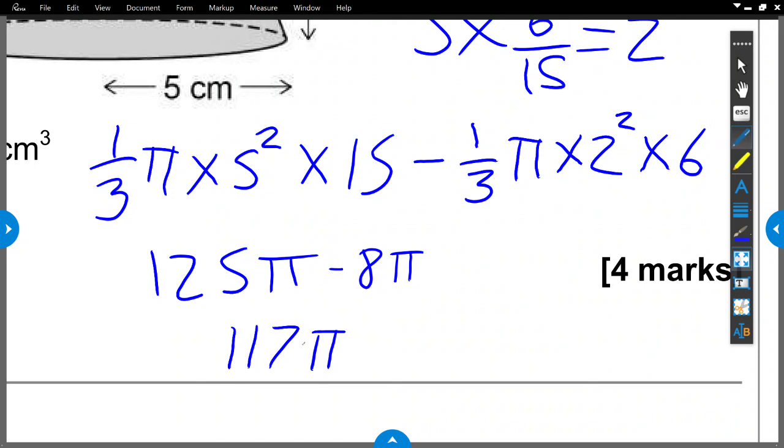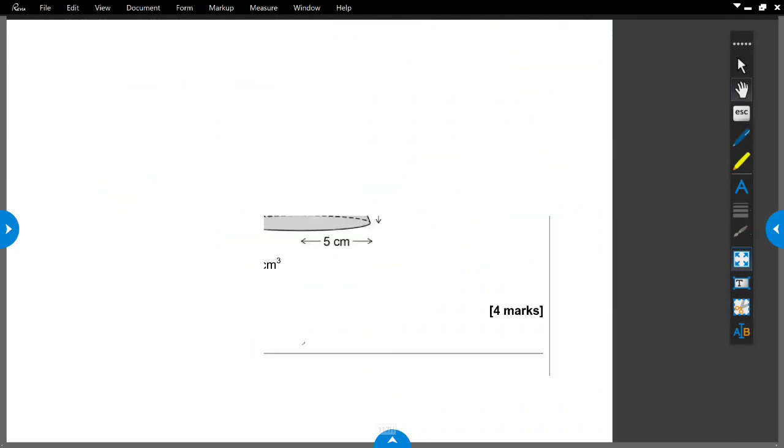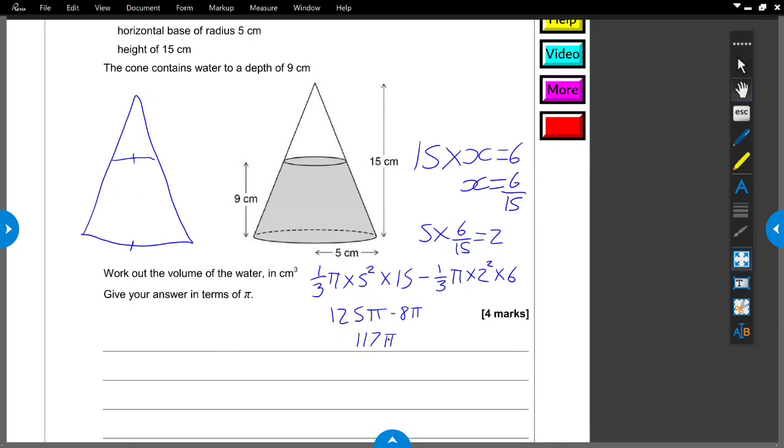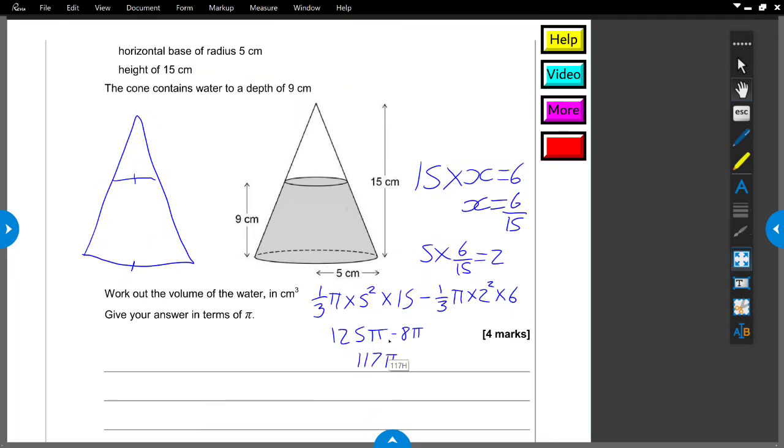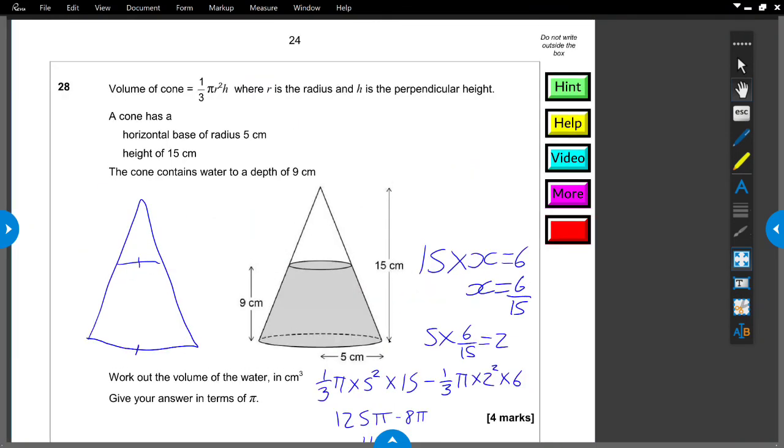Now just to see if that is reasonable, this is about 100, that's about 3. So about 300. Does that seem reasonable? I'd say so. Because if we were to work out our volume here of 125 pi, 125 times 3, that's about 375, so this does seem about accurate. We're just missing out this little bit of volume up here.